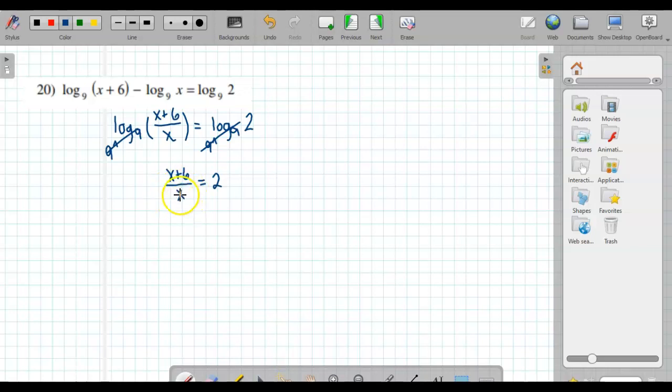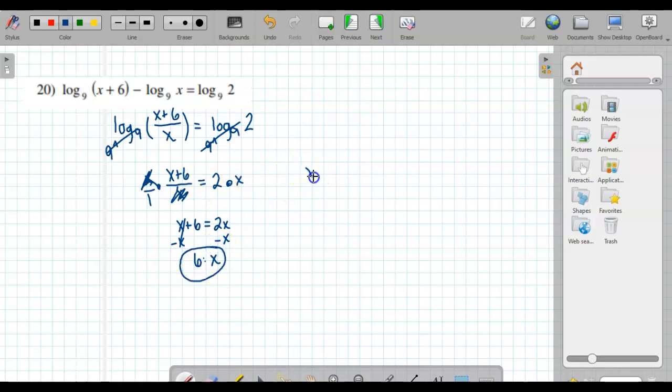So since we got this divided by x right here, we need to multiply both sides by x. And what that does, this is like x over 1, so you've got an x in top and bottom that cancels out over here on the side. So you'll get x plus 6 equals 2x. And now we have a simple equation to solve. So we'll subtract x from both sides. 6 equals x. And that will work as a valid solution, so that is our answer.